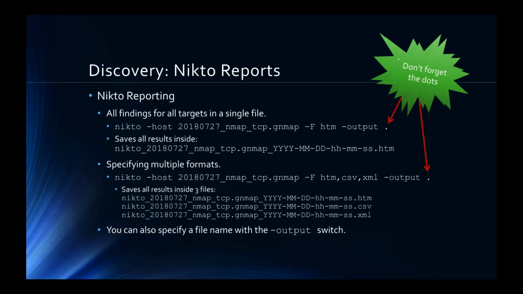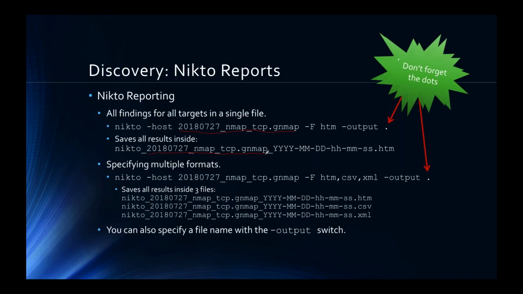And so you can see here we've got the host designation, which is 2018-727 nmap tcp.gnmap. With the dot here at the end, you can see that Nikto has created a file name that starts with Nikto, and then it's included that same host name in there as what is specified by the host switch. And then it adds some date information at the end. If you had put in an IP address or something like that, it would have put that host information after Nikto instead of the file name of the nmap file that you specified here.